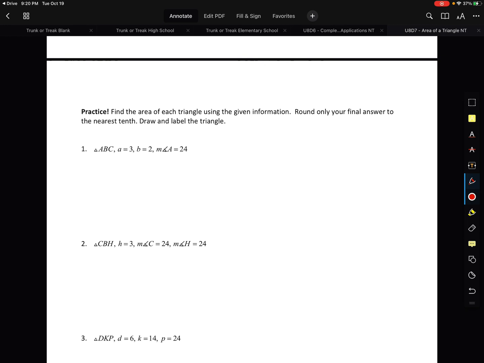Alright, time to practice. Okay, what do we got here? A, B, C. A is 3, B is 2, angle A is 24 degrees. Alright, I need more info. I don't have enough information here. Alright, so what can I do? I got my ratio, I can do law of sines. 3 over sine 24 equals 2 over sine B.